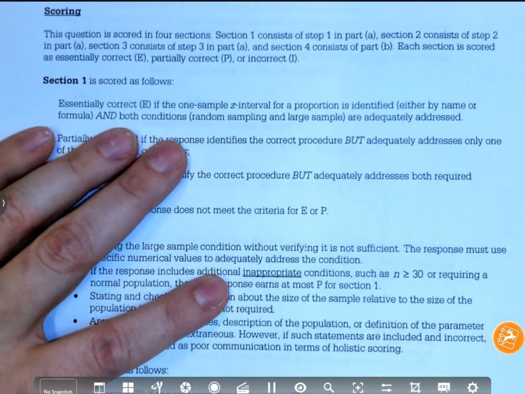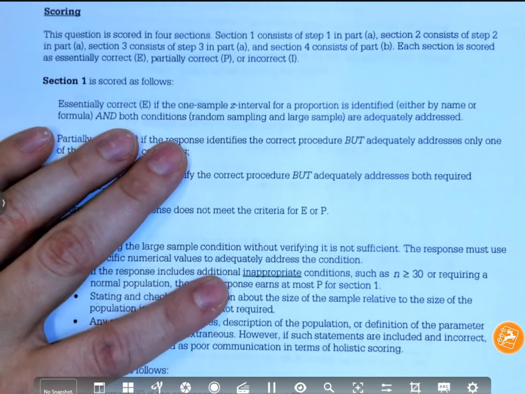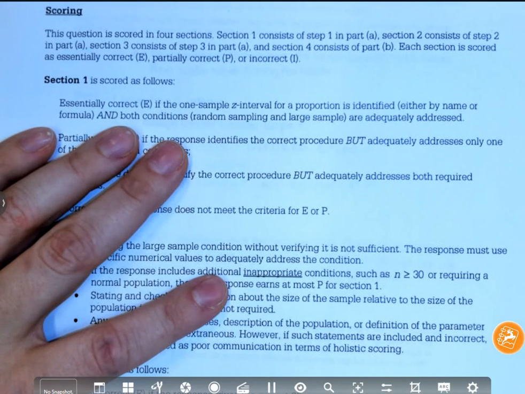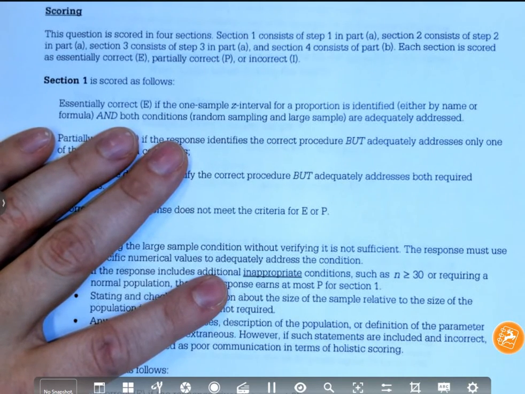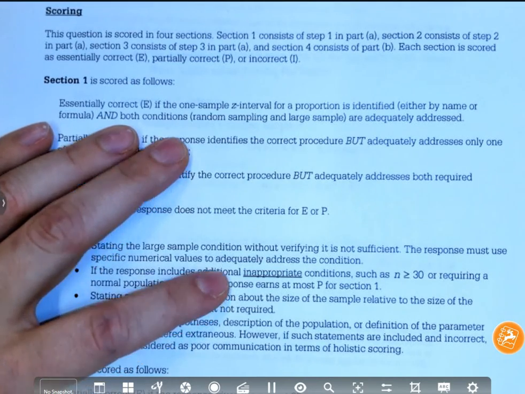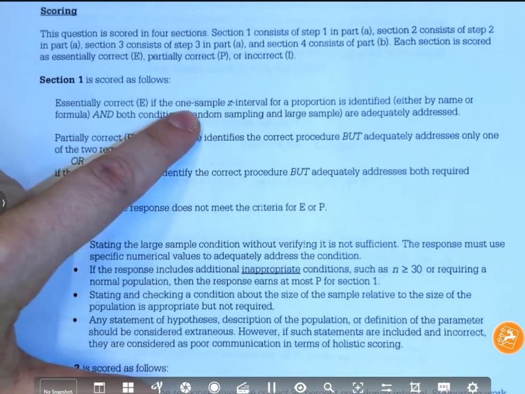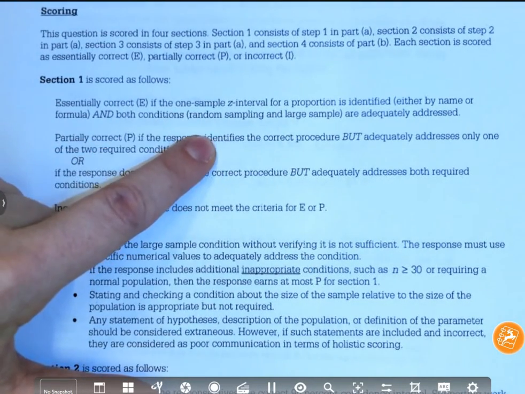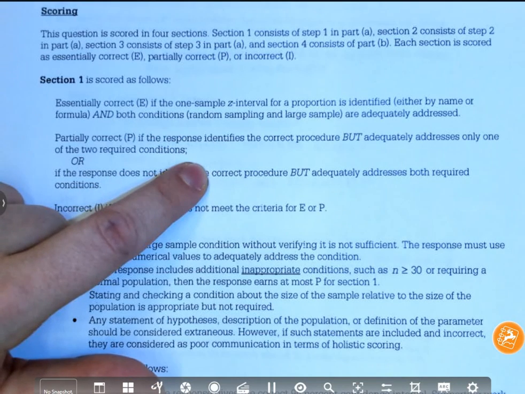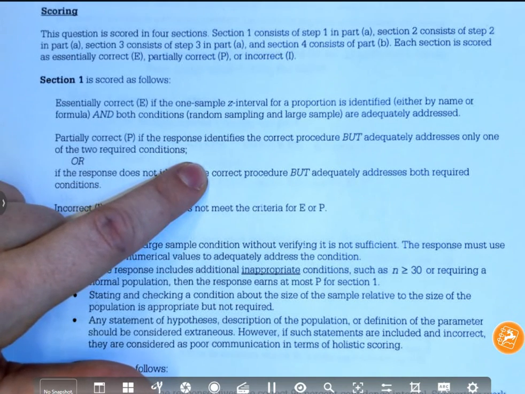They did not do it here because they were saying, well, you don't really know exactly how many people there are in order to check the 10%. Now they want references to the 10% condition so that they show that you are aware of that condition. And you have to have both of them. If you have identified the correct procedure but only got one of your conditions correctly, then you can still get a P. But that would drop your score down from a 4 to a 3.